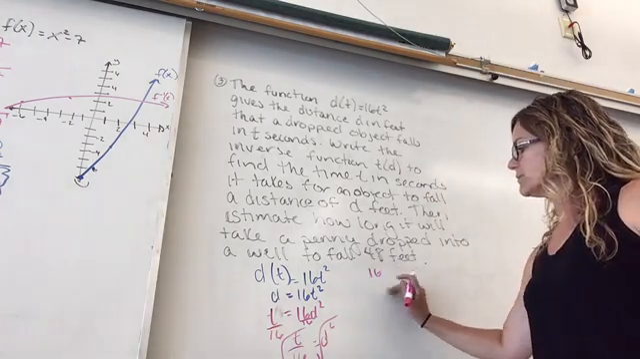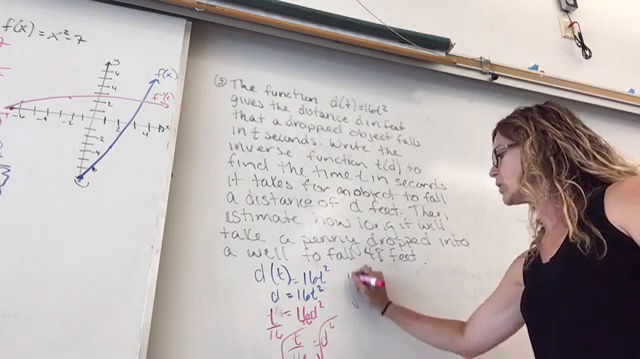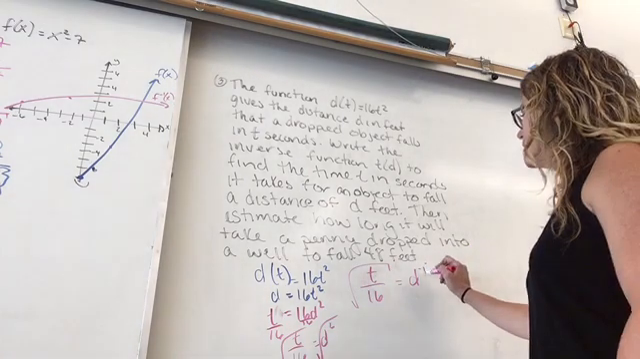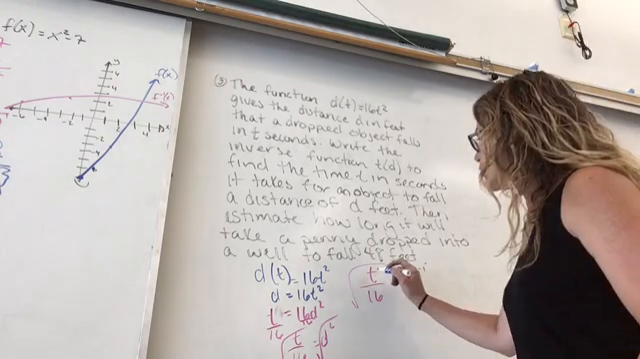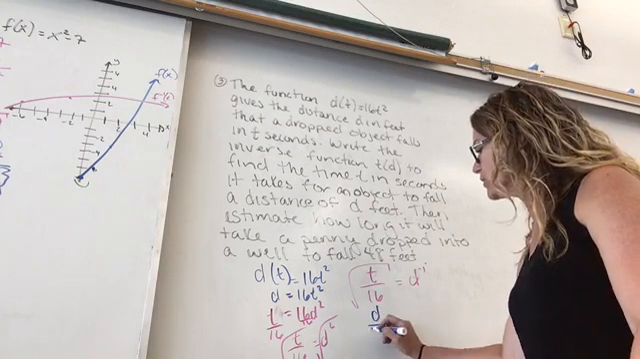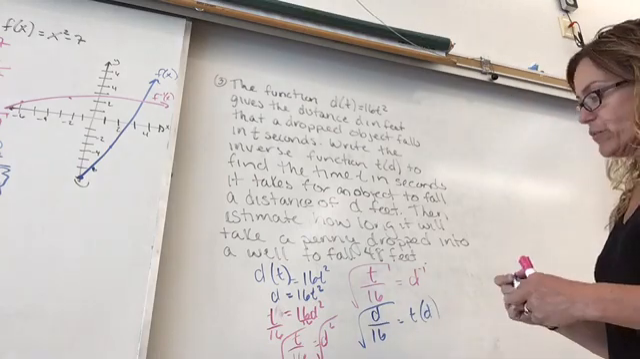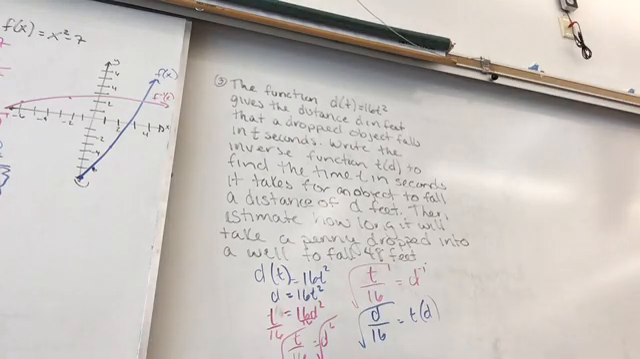So now I could write what I was saying. The square root of t divided by 16 equals d. Now, remember, this is the inverse. So this is now the distance that it's falling. So we're not using the time there. We're going to use the distance. So the square root of d over 16 equals t of d. In reality, we could have just used this and solved for t and put that in terms.